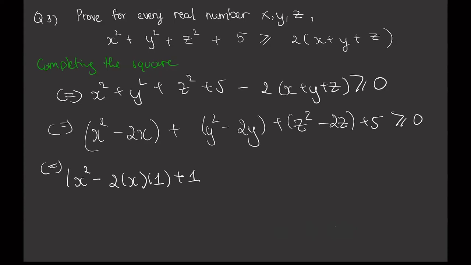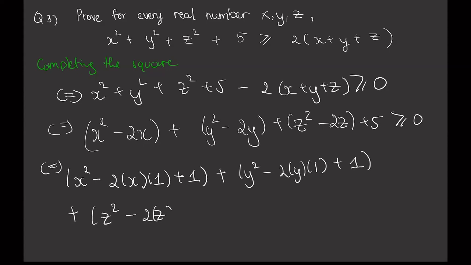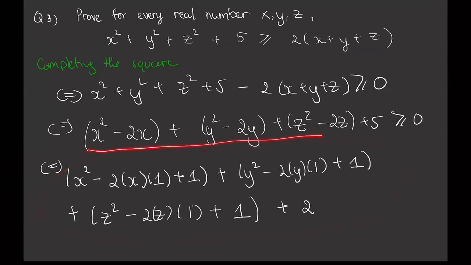And I would do the same thing to complete the square for the others. So y squared minus 2 times y times 1 plus 1, and z squared minus 2z times 1 plus 1. I see here plus 1 plus 1 plus 1, which is plus 3. And here we have plus 5. So we only need plus 2 left in order for this whole thing to be equal to the left-hand side. And everything will be greater than or equal to 0.